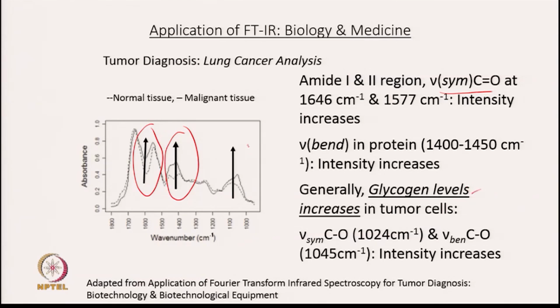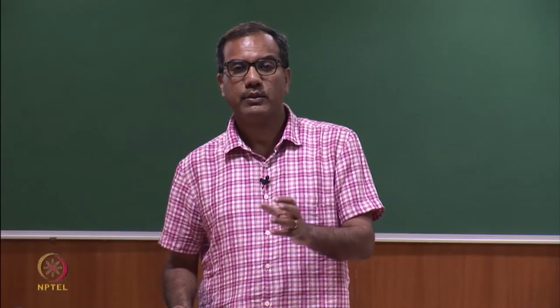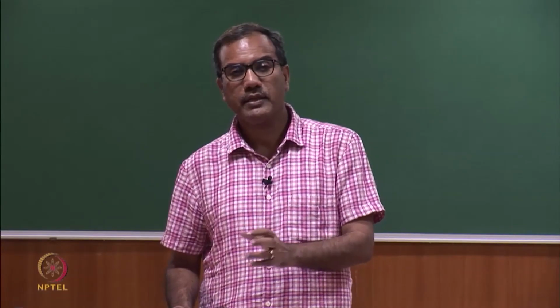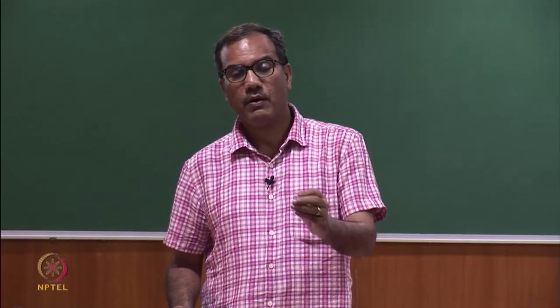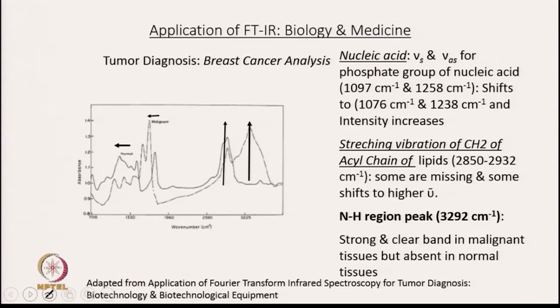Glycogen level also increases in the tumor cell, and that can be seen from the symmetric stretching of the CO band around 1024 centimeter inverse. So, just by looking at the spectrum of malignant tissue from a patient and comparing that with the FTIR spectrum of normal tissue, you can diagnose whether a person has lung cancer or not. FTIR can also be used for breast cancer analysis.